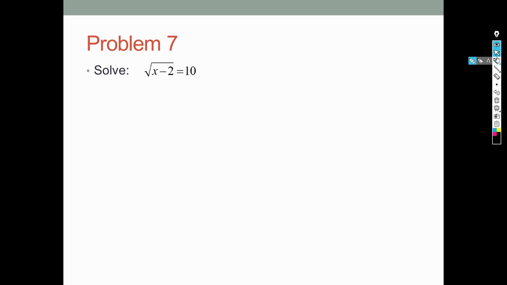Okay, same type of problem. We square both sides. Again, it's a square root. It's already isolated. Okay, so these are pretty basic. They can get a little bit more involved. You'll see some of those maybe later on. So if I square the left side, that just gives me x minus 2. If I square the right side, 10 squared, that's 100.